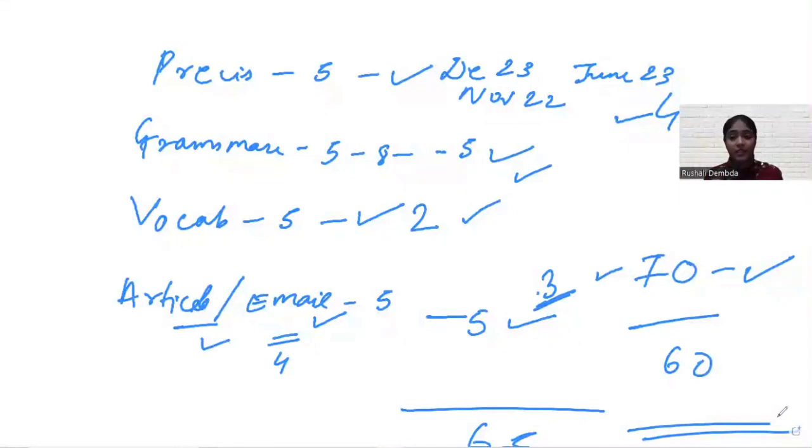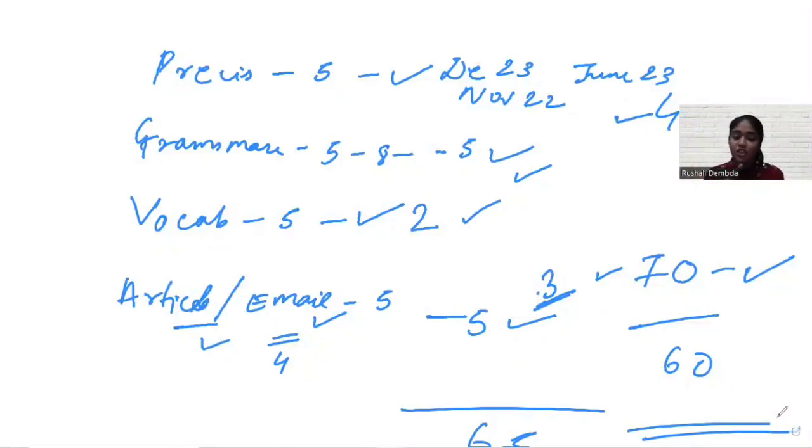Precise writing is a compulsory question, always observed in all the previous attempts. Out of 5, write your best and be precise with it, scoring 4 marks. Vocabulary, if they ask you 5 to 7 marks, minimum you'll score 2 marks, right? Article, email writing, we are expecting here the basic 3 marks only. Then also you can score 70 marks.